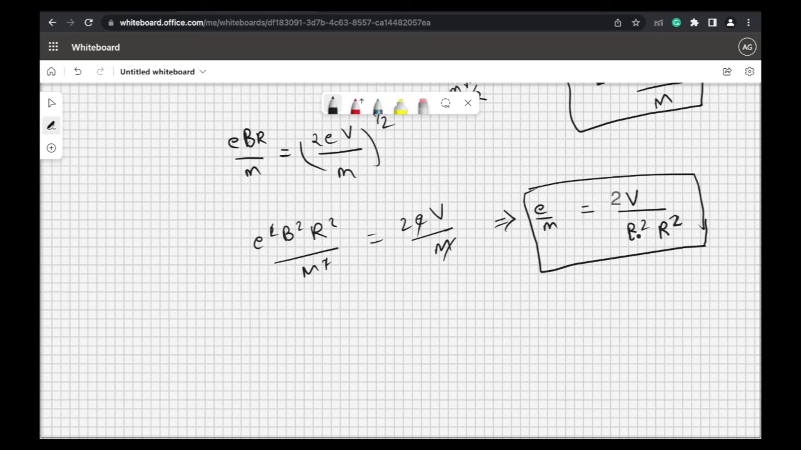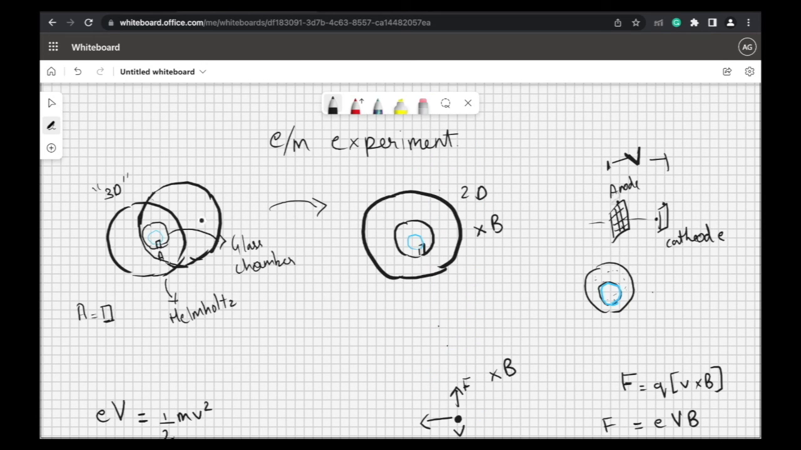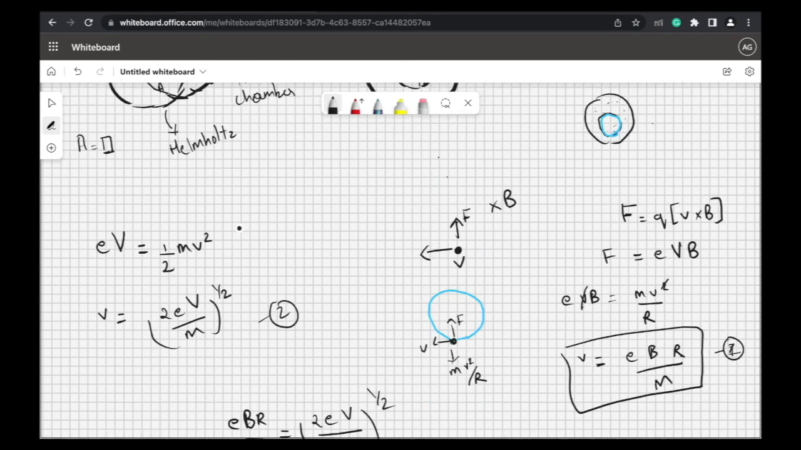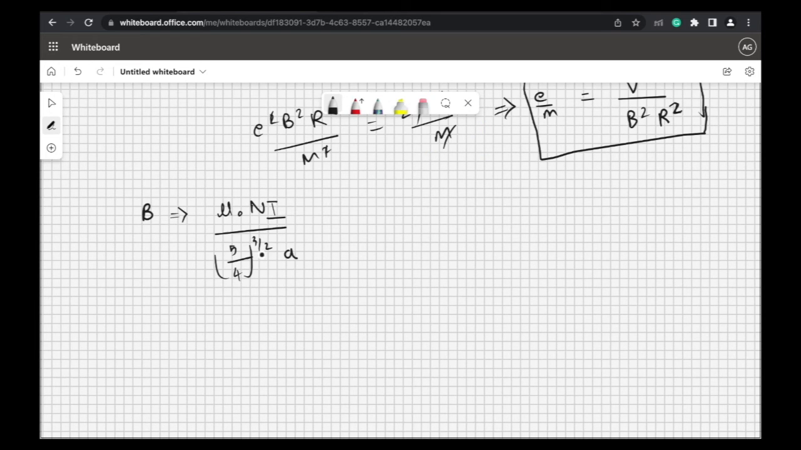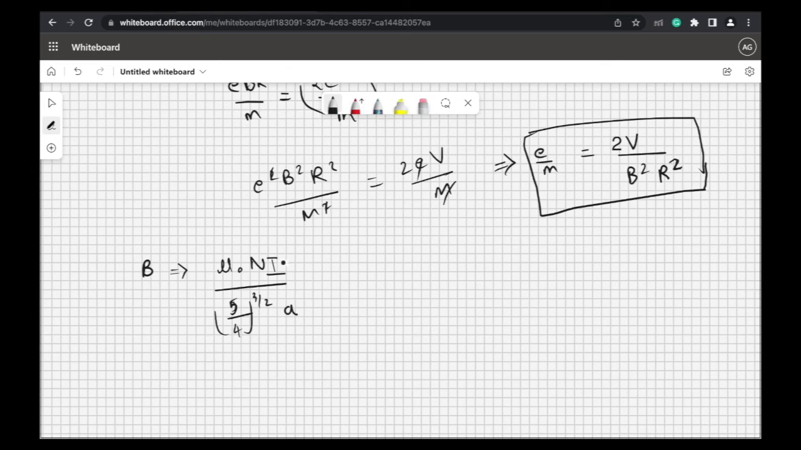So how much is this B? Basically, B for a Helmholtz coil is given as mu naught N I times (4/5) to the power 3/2, divided by A, where A is the radius of the Helmholtz coil, N is the number of turns in the Helmholtz coil, and I is the current being supplied. If you substitute your B, you get your equation for e by m. So that's pretty much it. You vary the current I, you vary the accelerating voltage V, and you measure r to get your results.